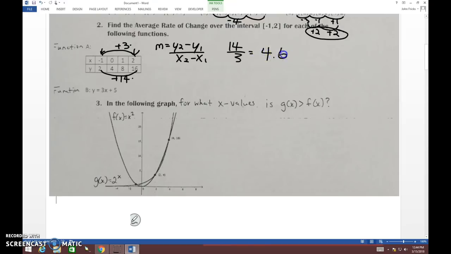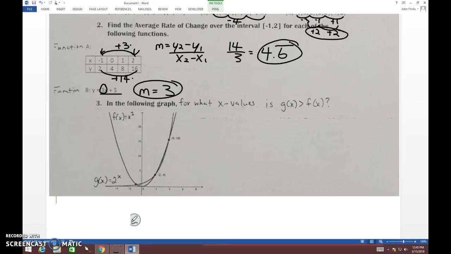So 4.6 repeating. Now for function b, all you have to do is just look at the slope. Since this is in linear form, or slope-intercept form, we know that the slope here is going to be 3. And since a linear problem is constant, we know that the slope or the rate of change is going to be 3. So here we have 2 answers, 3 and then 4.6. Next, it says for the following graph, what x values is g of x greater than f of x.